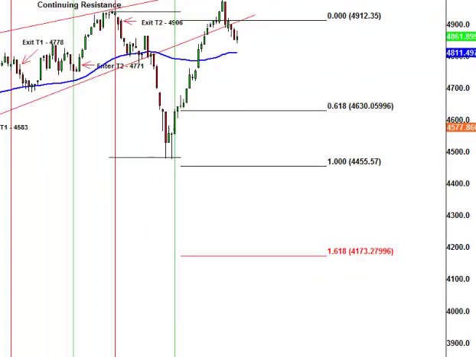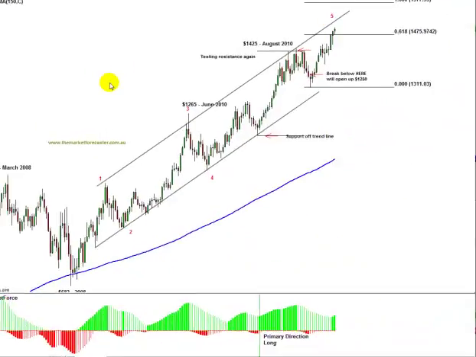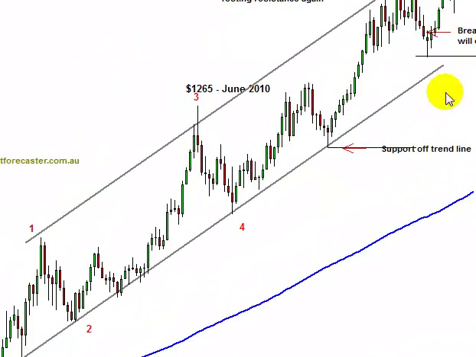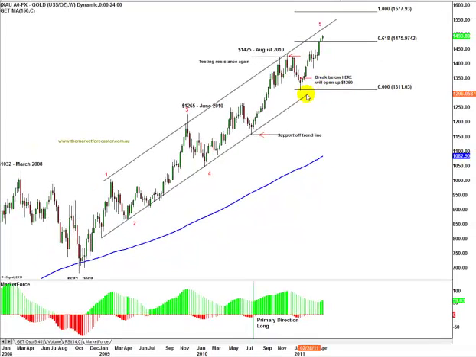Looking at gold, because everyone seems to be interested in that. This is the weekly chart on gold. It's still going up. What a great reversal signal there. This is an old notice here. It says break below here will open at 1250. Well, that never occurred, of course.